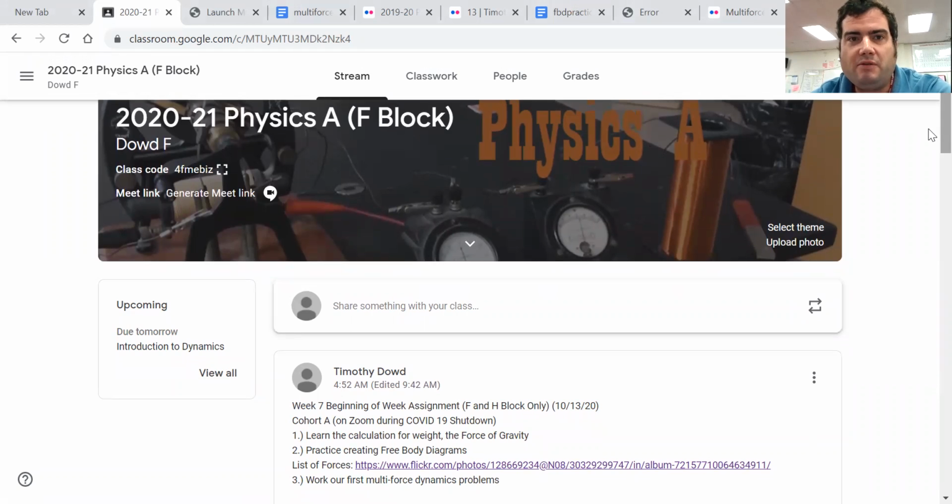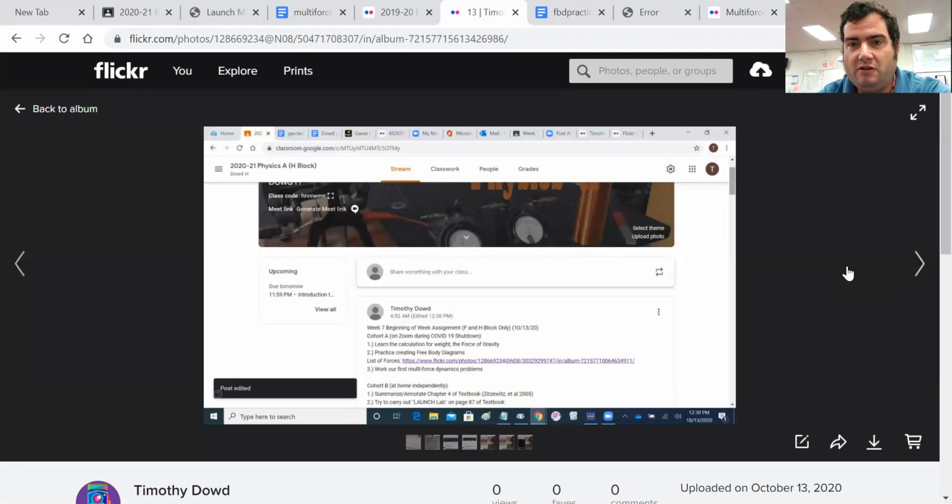And really what today was about was how do we deal with multiple forces? At the end of the day, usually more than one thing is pushing or pulling on an object, and we have to find a way to see how those effects combine. So we'll take a look at the notes.